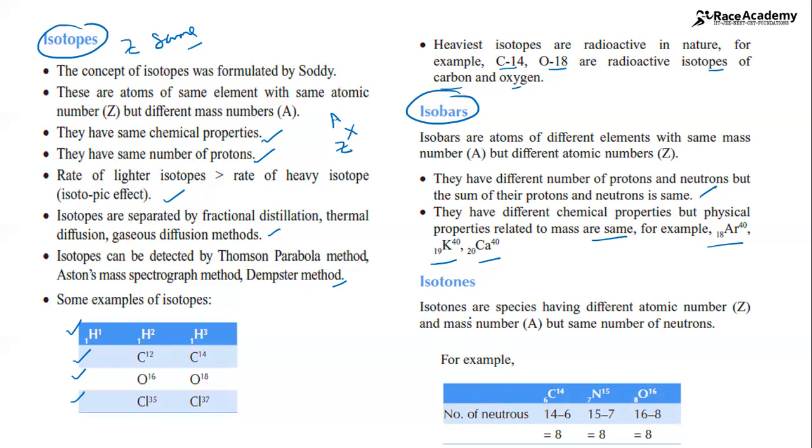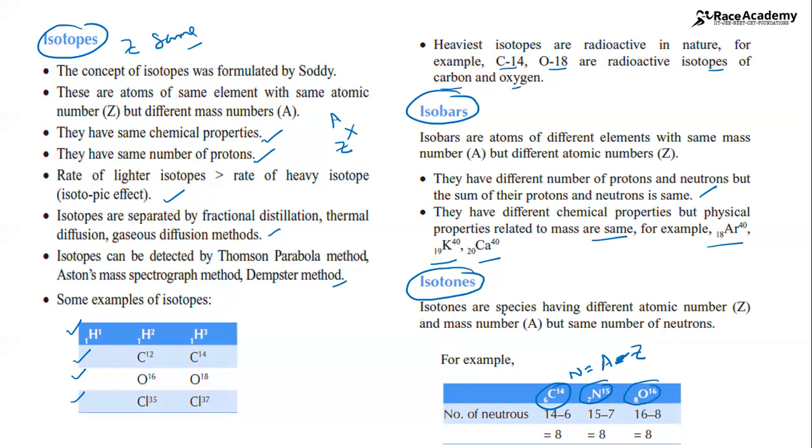Let us see isotones. What is an isotone? Here the neutron number is the same. The number of neutrons can be calculated using the formula A minus Z. For example, take carbon 14: 14 minus 6 is 8. Nitrogen 15: that is 8. And oxygen 16: that is 8.